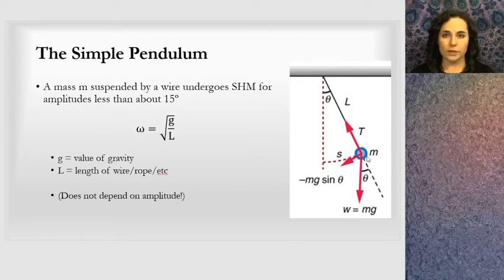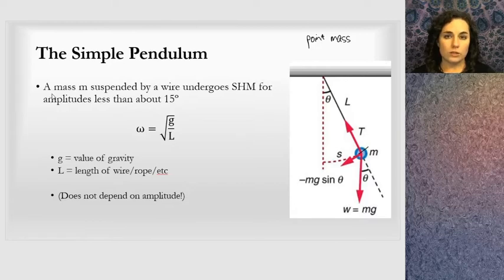There's definitely a mass, some sort of mass, and what we're going to assume is that it's some sort of point mass, that the dimensions of this object do not contribute significantly to the periodic motion. The other thing we're going to have is this length here of the string or wire, whatever it is.